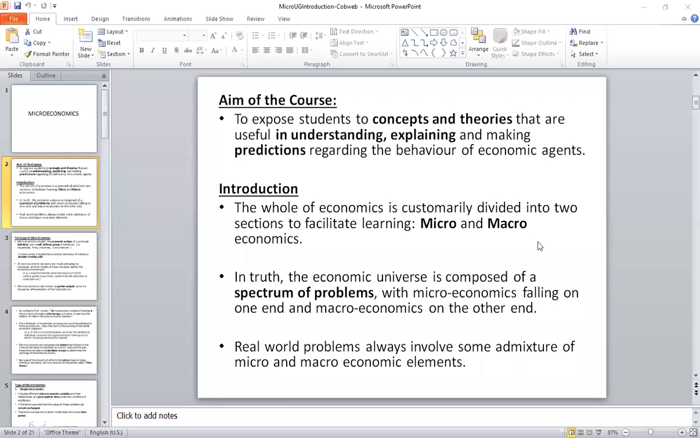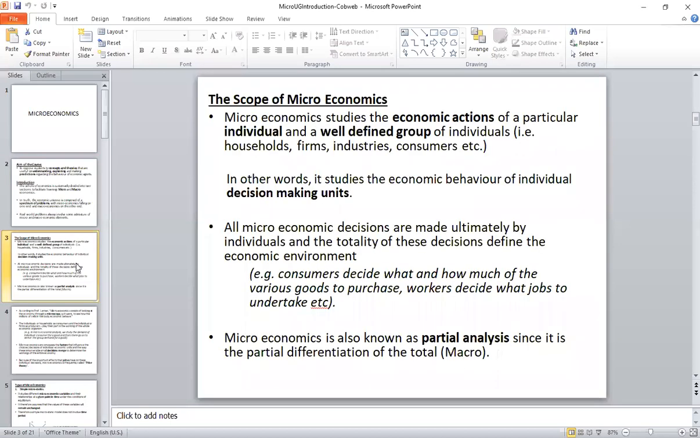So we are aware that economics is divided into micro and macro. And the universe is composed of a spectrum of problems, with microeconomics falling on one end and macroeconomics on the other. So the real world problems will always involve some admixture of the two, micro and the macro. Since we are doing microeconomics, we want you to understand and easily explain to a layman what microeconomics is. So basically, we are studying the economic actions of a particular individual or a well-defined group of individuals. When I say well-defined group, you can think of households, industries, farms, and so on. We start with an individual, and then we can know how the group works, okay?